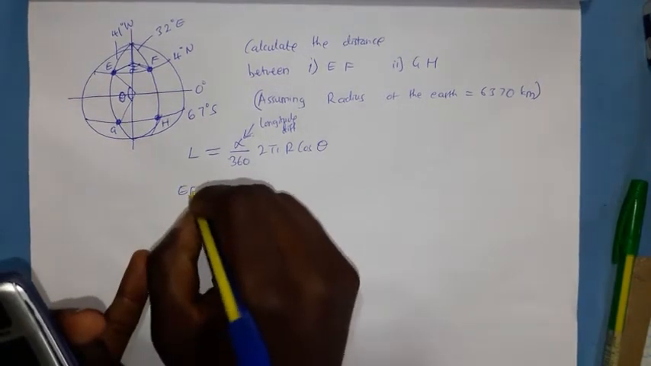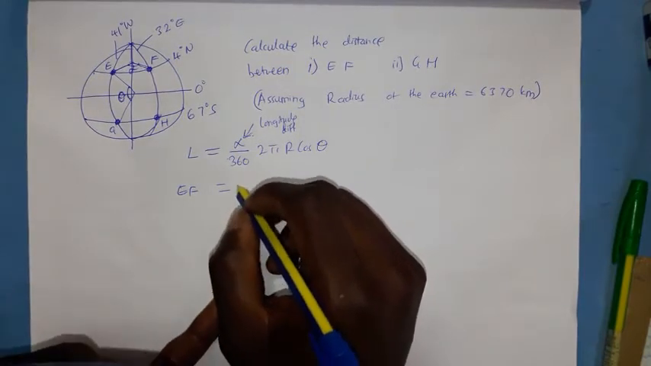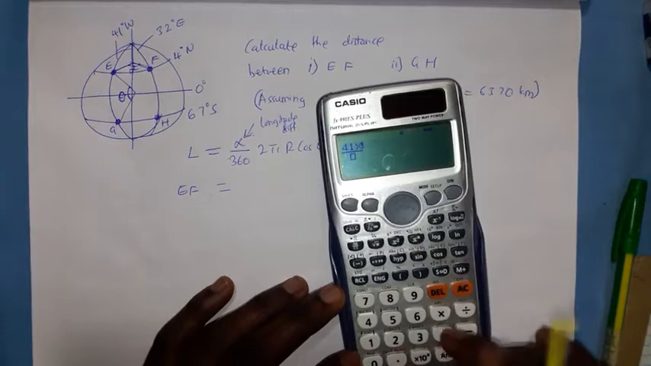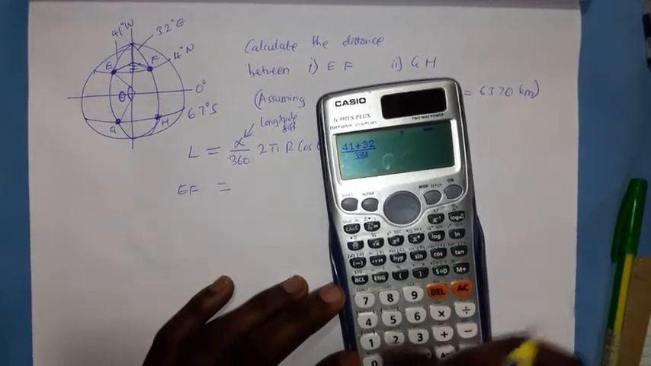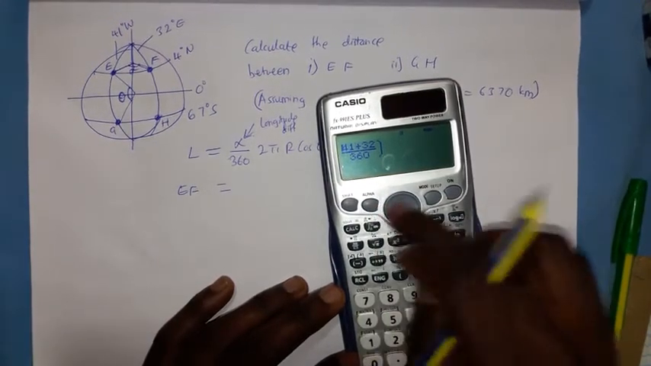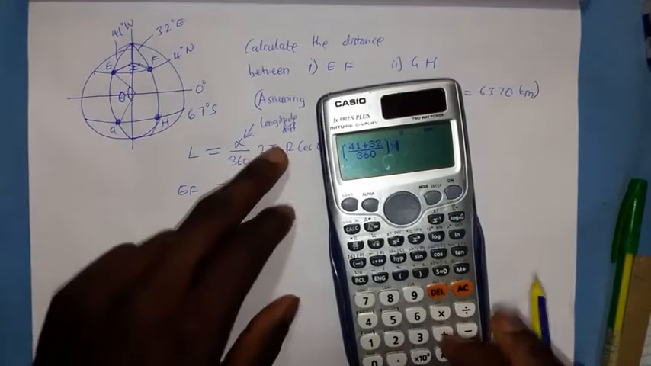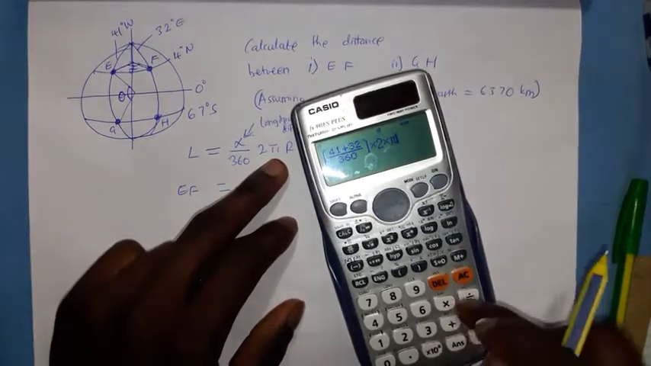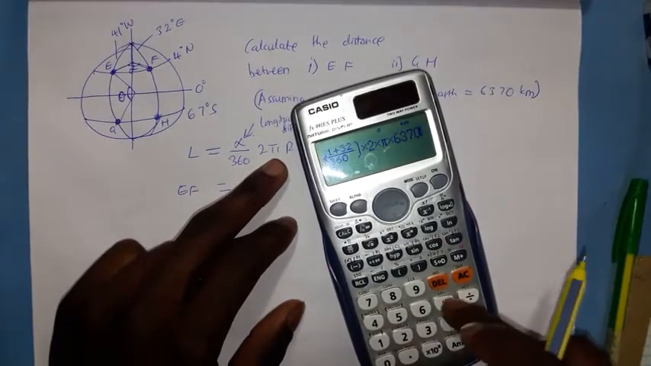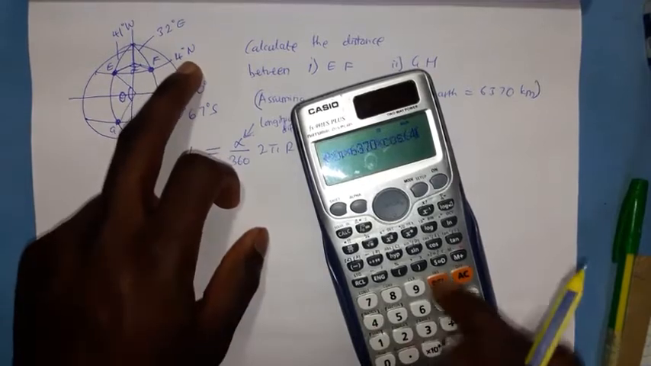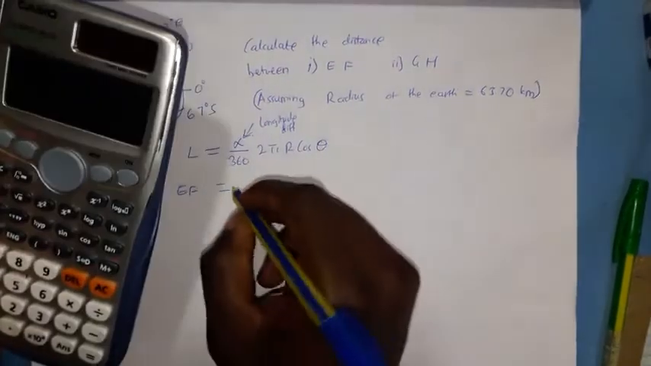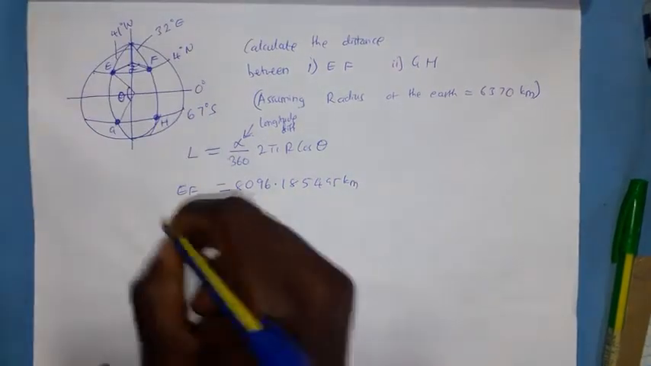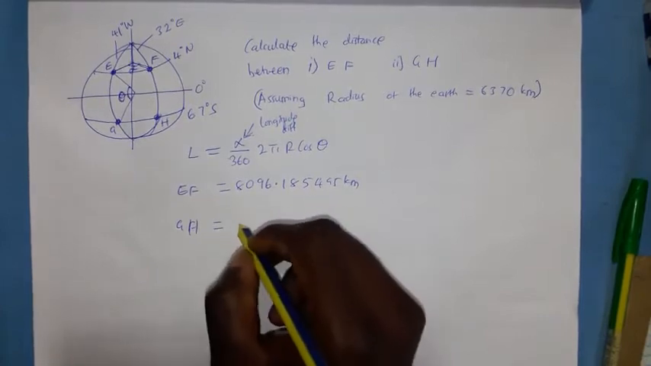So in the first case, we have EF. EF will simply have 41 plus 32 over 360. I multiply it by 2, if you can see what I'm doing on the calculator. Multiply by pi, multiply by the radius 6370, multiply by cosine of 4 degrees. You get that as 896.185495 kilometers.